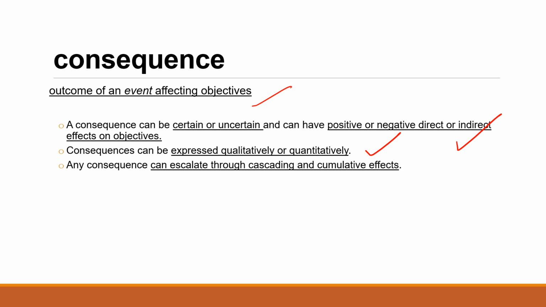Yes, any consequence can escalate through cascading and cumulative effects. It's very important, because in isolation a single one may not be major, but when you combine them it is. So it is very important to look at the cascading effects, and any consequence can escalate through cascading and cumulative effects. I hope this is bringing clarity.